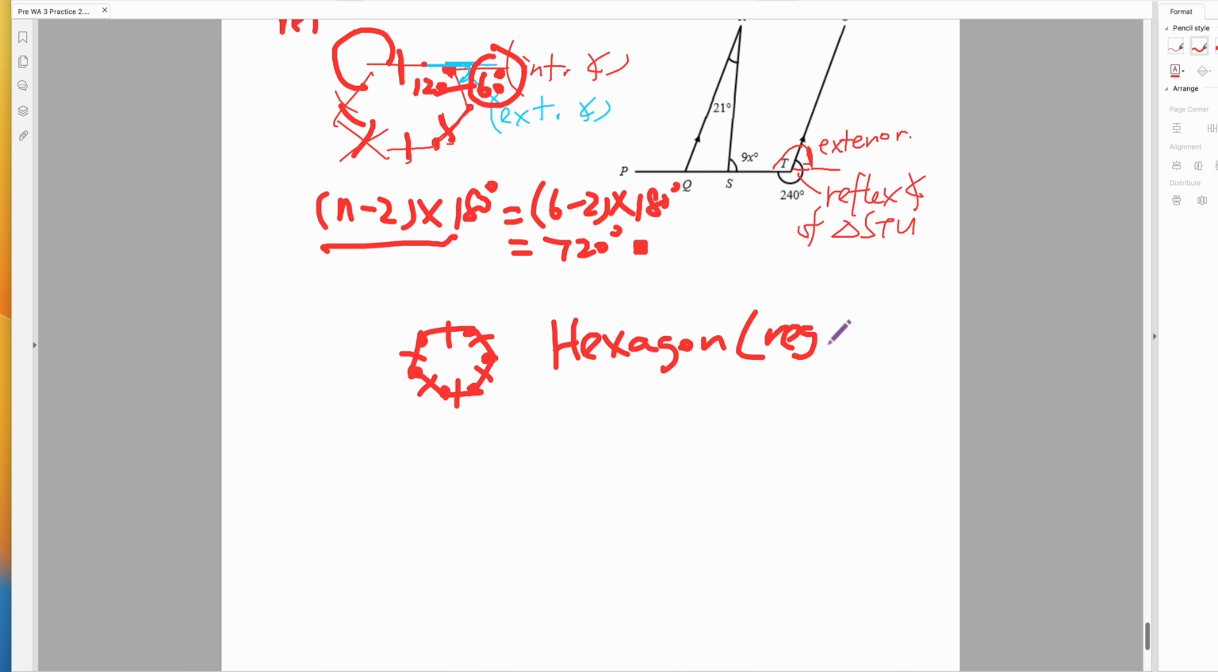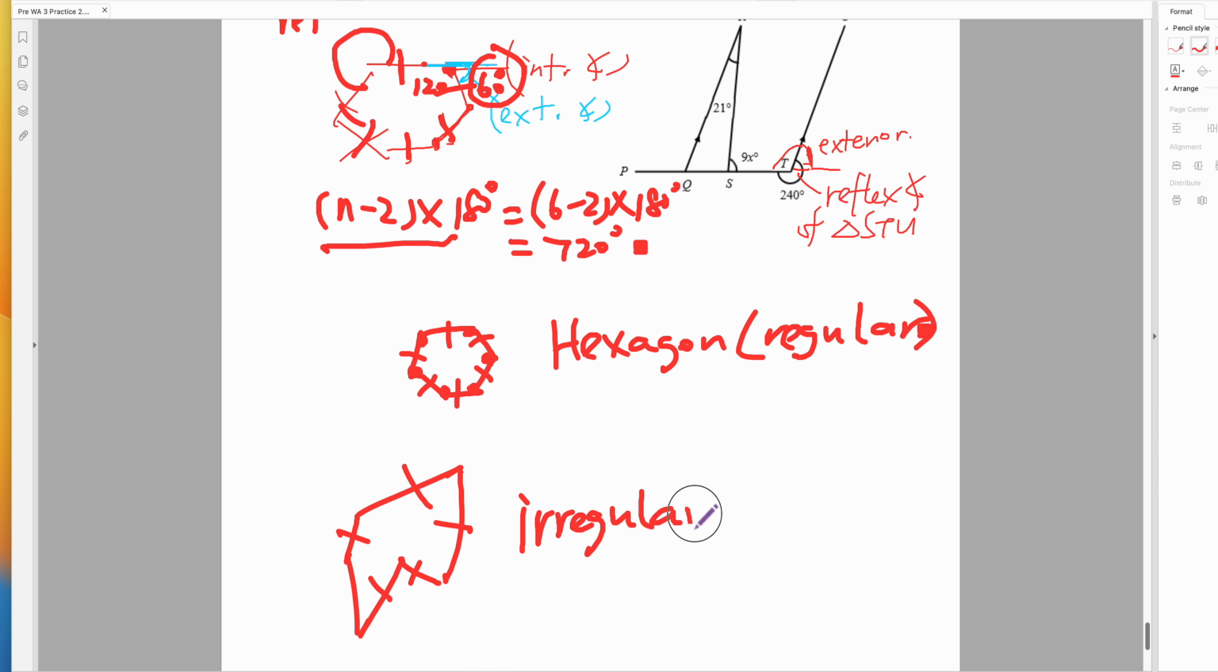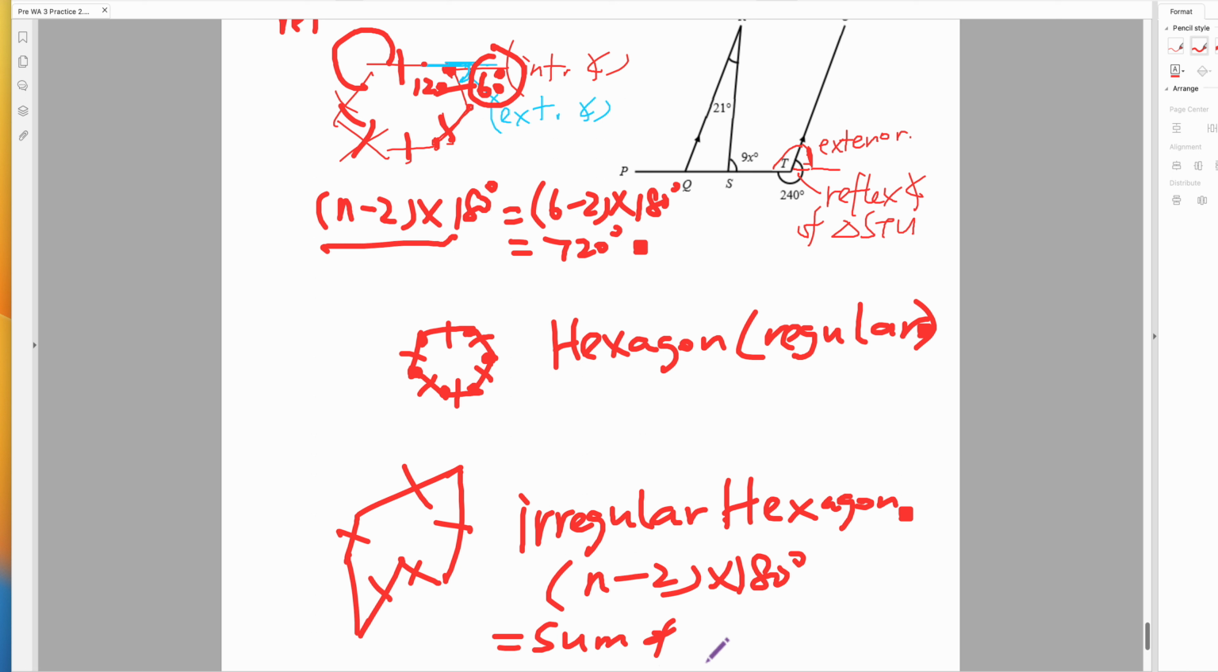I will call it regular. You know what's a non-regular? This is non-regular. Not the same. So this is irregular. It's still a hexagon, but it's an irregular hexagon. But the sum of interior angles, I'm sorry, is still the same. Still equals the sum of interior angles. Still the same formula.